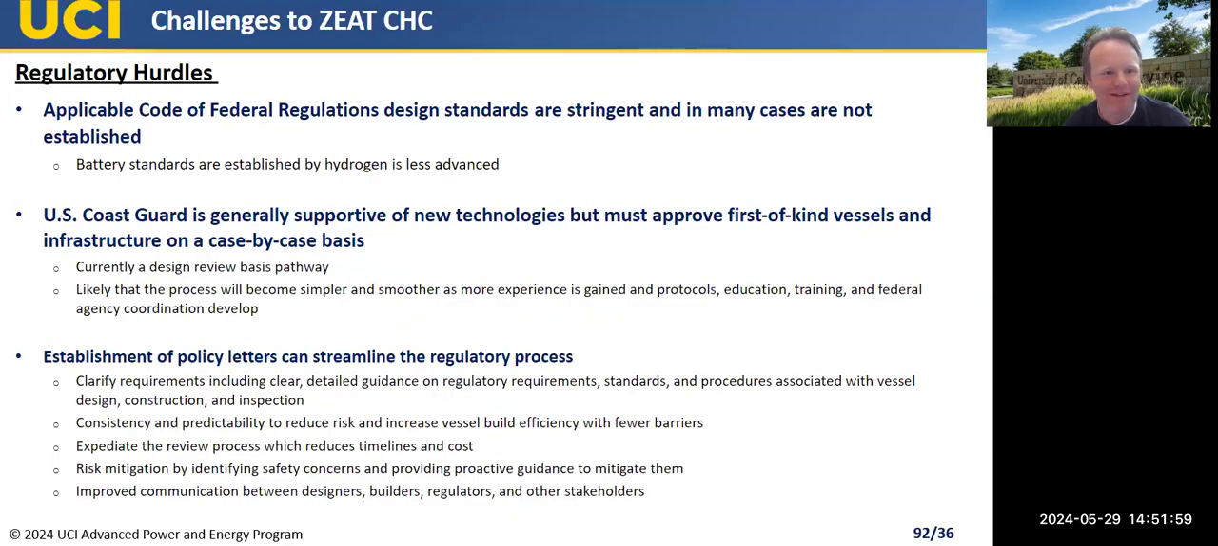Wow, I'm way behind. So challenges for ZEAT. I've mentioned the regulatory hurdles. The requirements are fairly stringent, and more importantly, we're working through them for the first time, so they may not be fully established. The U.S. Coast Guard, obviously, their approval process has delayed some of the early projects, but again, they're supportive of it. It's just these are first-of-a-kind vessels. They have to do a case-by-case basis. It's a design review basis pathway. That process will probably get smoother as we move through and there's more experience, protocols established, et cetera, like potentially establishment of policy letters. Next slide.